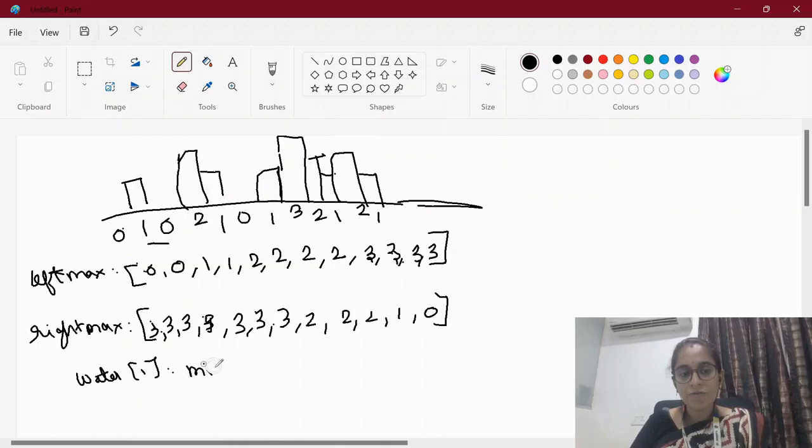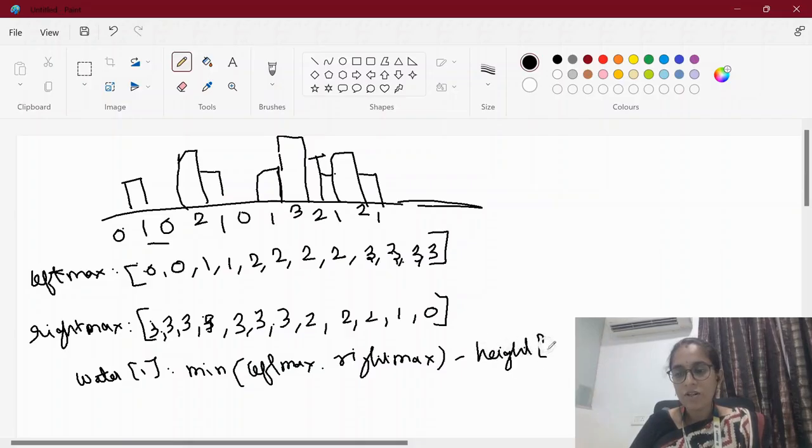with the help of the minimum of left max comma right max, which is going to subtract the height of the current position. Okay, so like this we can solve the problem.